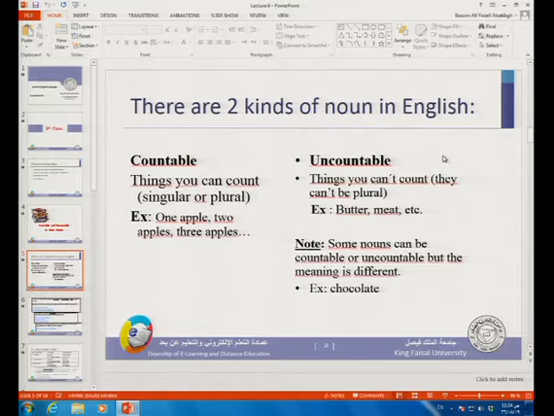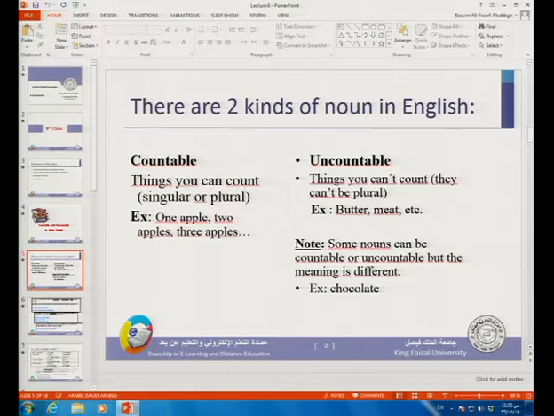In English we have two kinds of nouns: countable and uncountable nouns. Countable nouns refer to things you can count. From the name, countable, things you can count. For example, you can say 2, 3, 4, 5 of it: 2 tables, 3 chairs, 5 cars, and so on. So these are called countable nouns, things you can count.